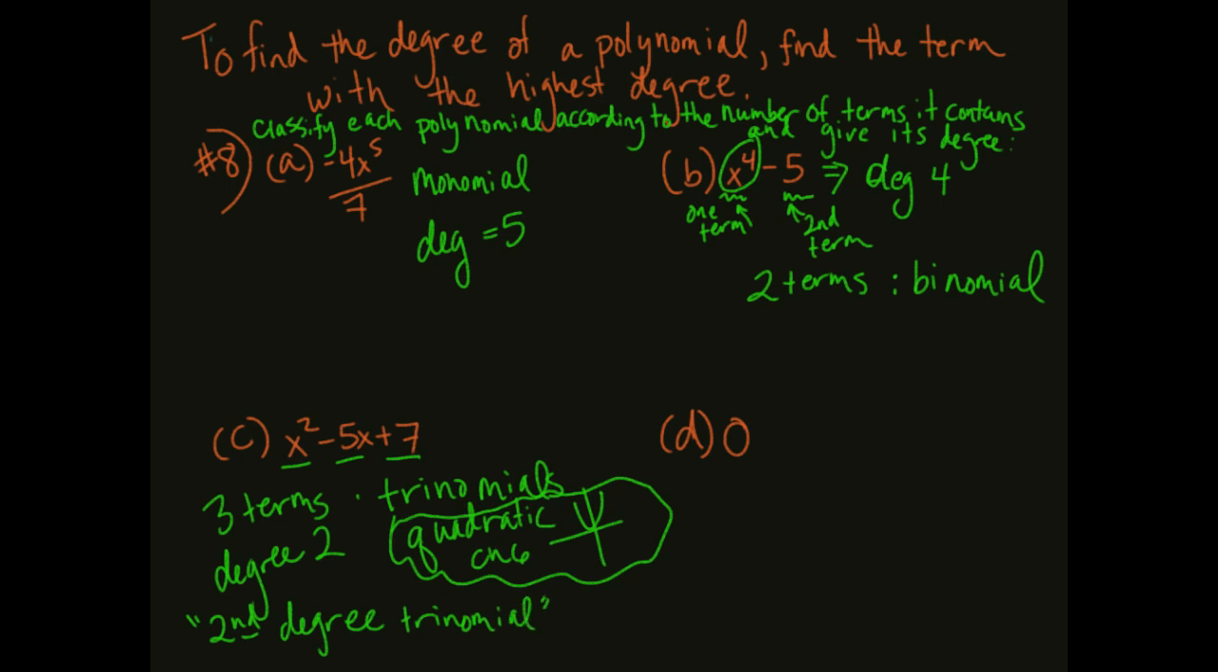Okay, and then the last one, this in fact is a monomial. So this is a monomial. And if you wanted to get technical, its degree, I think you just assume this is the zero. It's the zero polynomial, and the degree is not assigned. Okay.